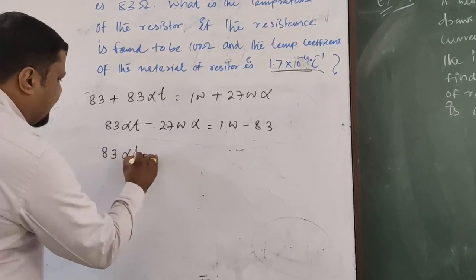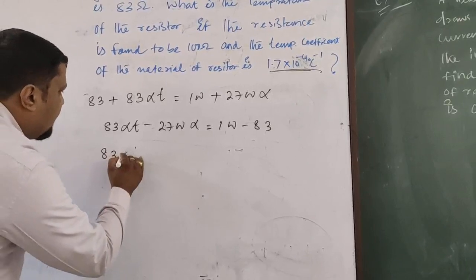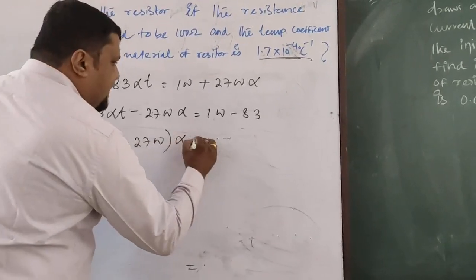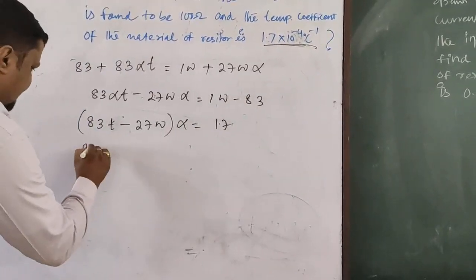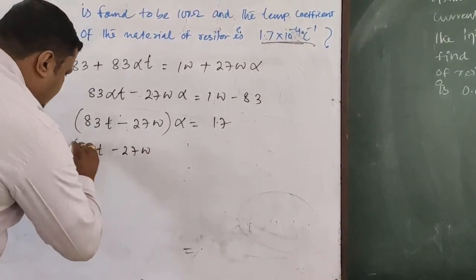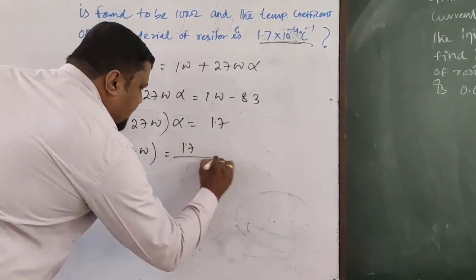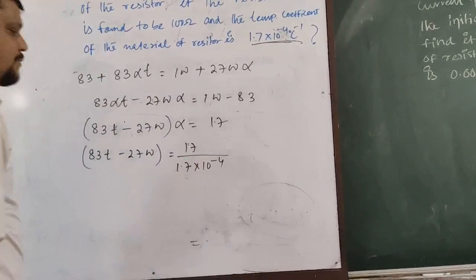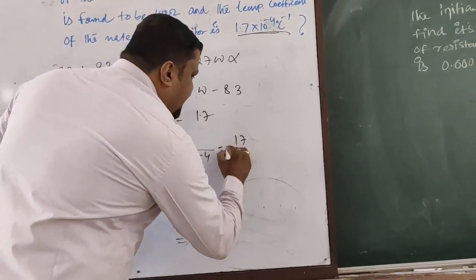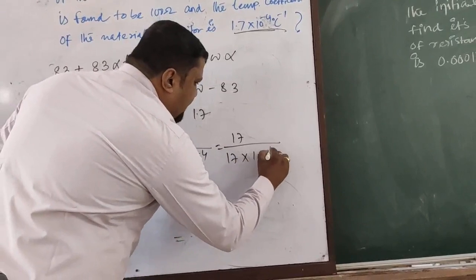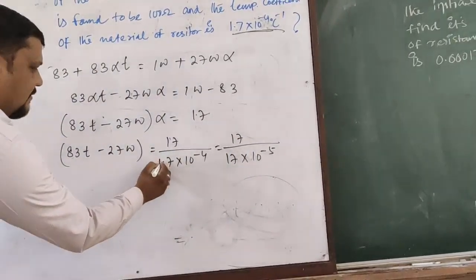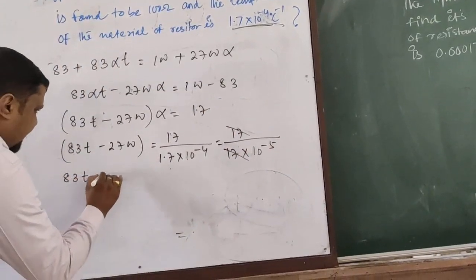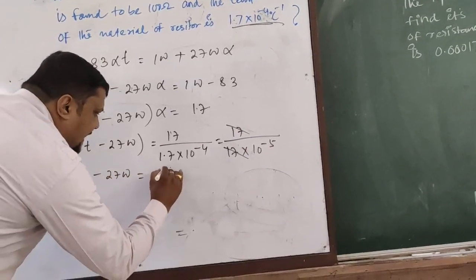So I will get (83 T minus 2700) into alpha is equal to 17. So 83 T minus 2700 is equal to 17 by alpha. Alpha is given as 1.7 into 10 to the power minus 4. So 17 by 1.7 into 10 to the power minus 5, the decimal 1.7 and 17 cancel, so 83T minus 2700 is equal to 10 to the power 5.